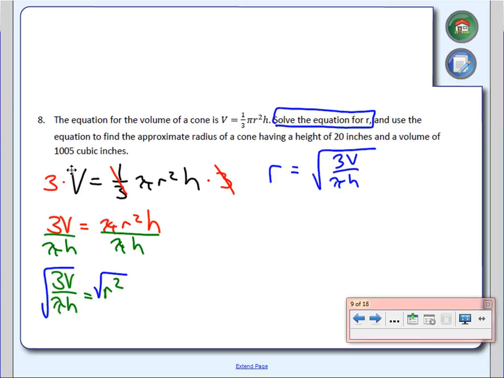Now what they want me to do is use that equation in order to find the radius, because that's what r stands for, if we have a height of 20 inches and a volume of 1,005 cubic inches. So all we're going to do is replace the v, which stood for volume, with 1,005. We're going to replace the h, which stands for height, with a 20. So this is what I'm working with here. All I got to do is throw that into my calculator and see what number I get.